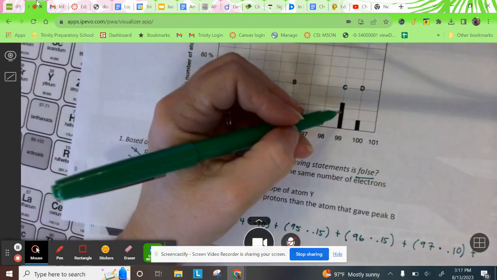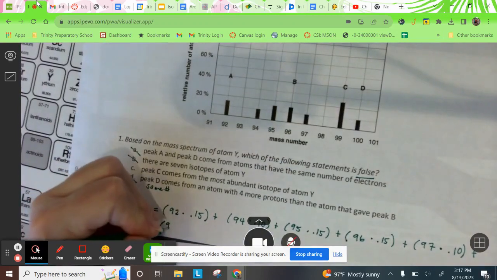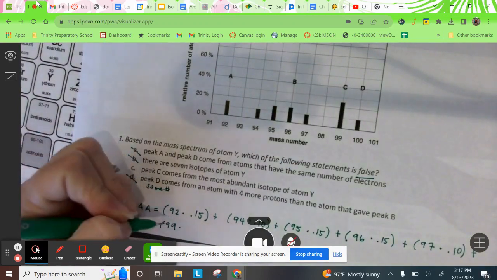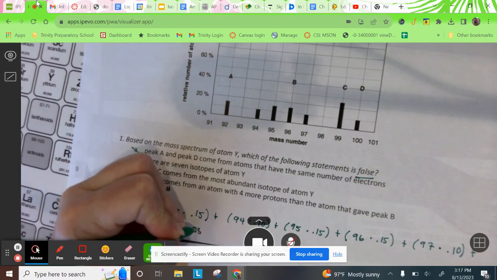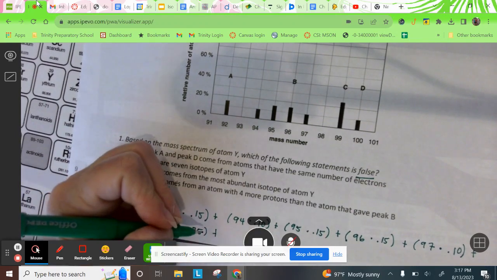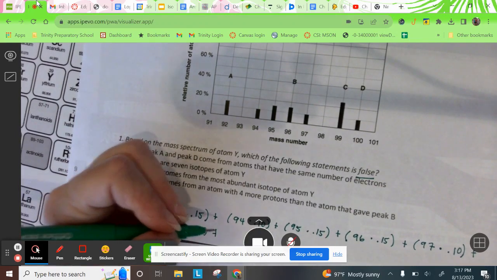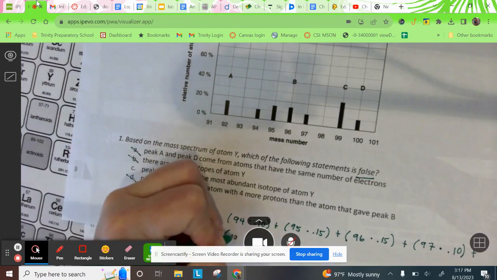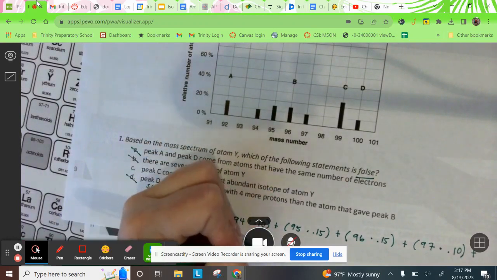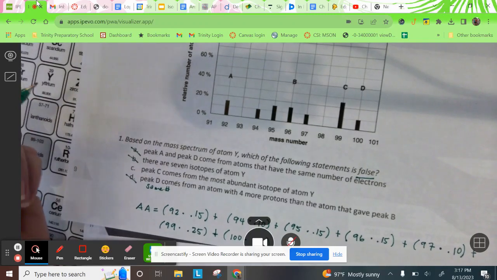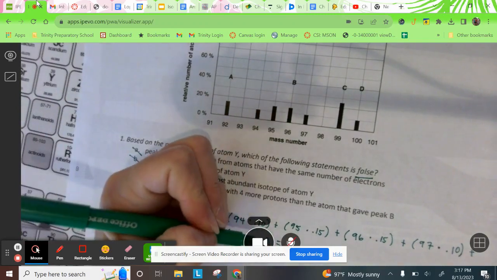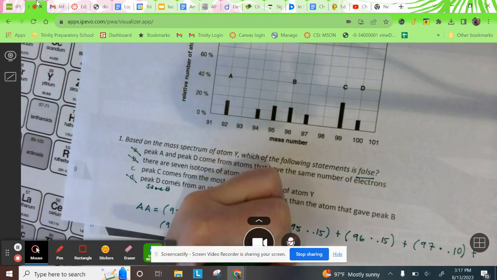Plus 99. This is annoying because it goes on 2 lines, but whatever. And that is a tough call, but 99 I'm going to say is at 0.25. And then I still have the last one, which is the mass of 100 times 0.10. So when I calculate all that, I end up getting that the average atomic mass is 96.3.